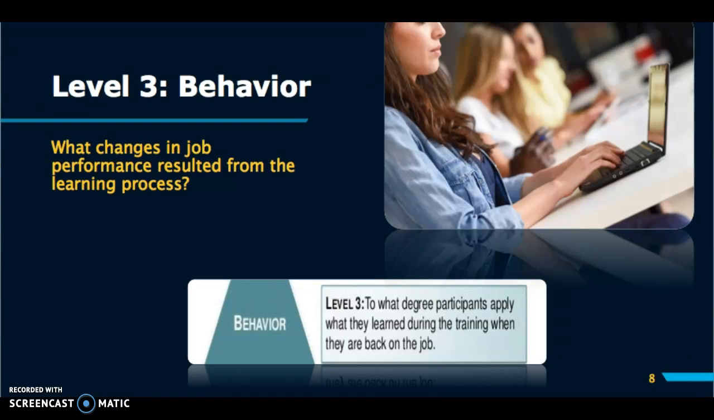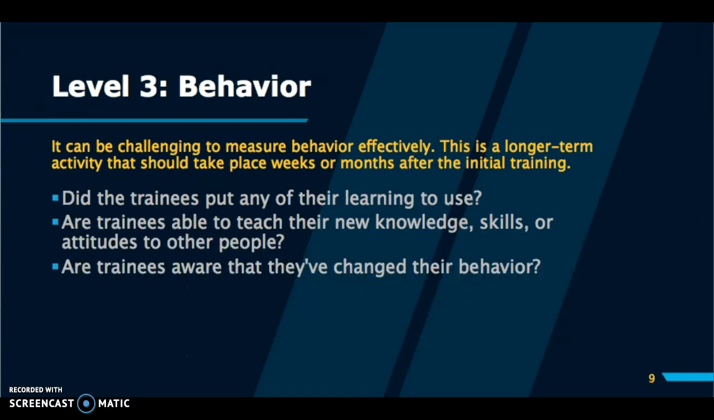Perhaps their boss won't let them apply their new knowledge, or maybe they've learned everything that you taught and they have no desire to apply the knowledge themselves. So one of the best ways to measure behavior is to conduct observations and interviews over time. Also, keep in mind that behavior will only change if conditions are favorable.